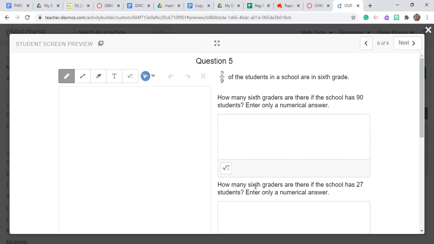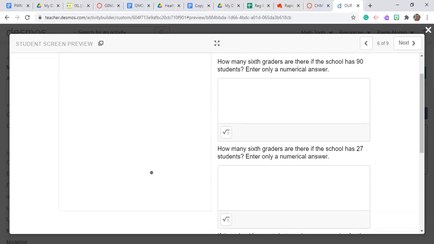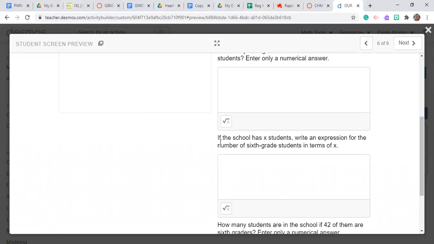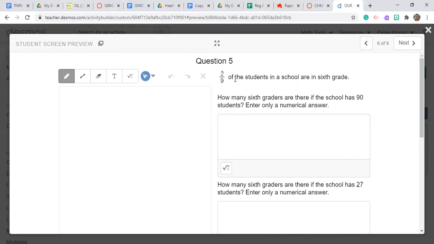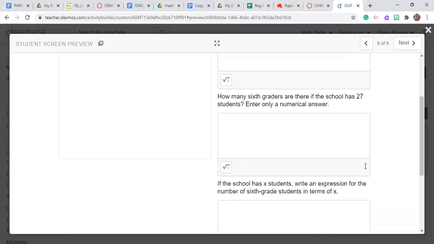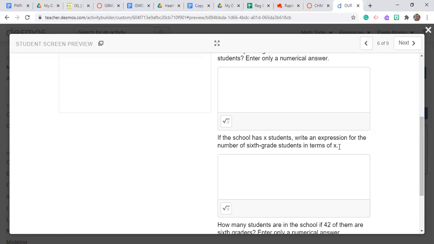All right, next part. How many 6th graders are there if the school has 27 students? Enter your answer as a numerical answer, which just means a number. Okay. Next one, if a school has X number of students, write an expression for the number of 6th grade students in terms of X. So again, you're using this first part, 2/9 of the students in the school are in 6th grade, to write an expression using X.